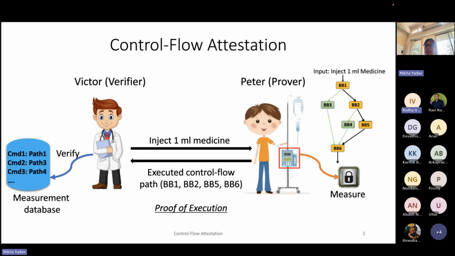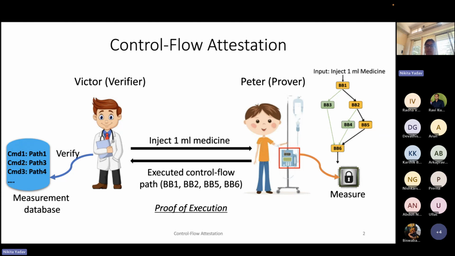So control flow attestation basically contains these two parties, prover and verifier, and the assumption is that they are not co-located; they are remotely located. When you give a command to the prover device, you cannot observe what the device is doing because it is remotely located. So you want to generate a proof of execution.